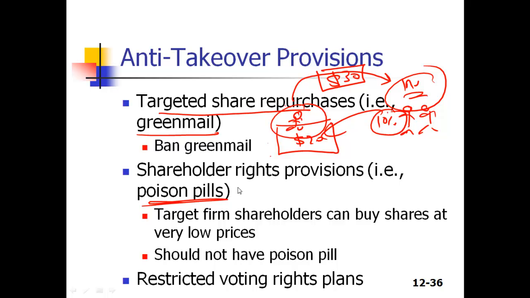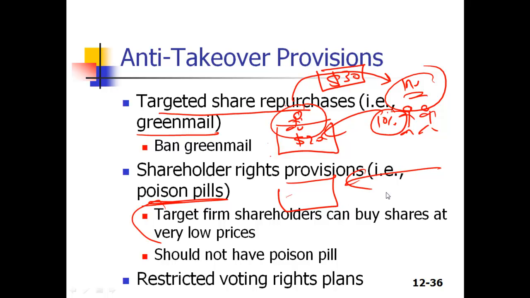Okay, so this might be a provision in the corporate governance charter which says that the target firm shareholders can buy shares at very low prices. The target firm is the firm that's being taken over. So if there is a provision that says that the shareholders or management of the target company have a right to buy shares at a very low price if a takeover takes place.